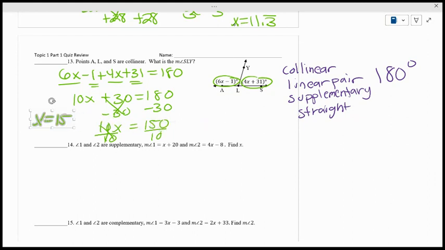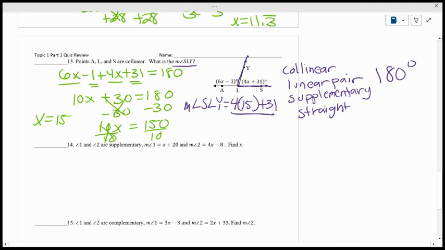The reason is because it says find the measure of SLY. Well, let's see what SLY is. SLY. So we have to plug it in. Measure of SLY is 4x plus 31. So I'm going to take x out, and 15 is going to go in. You can just type that whole thing into your calculator, and you should get 91. I put 91 degrees. So 91 degrees is our answer.